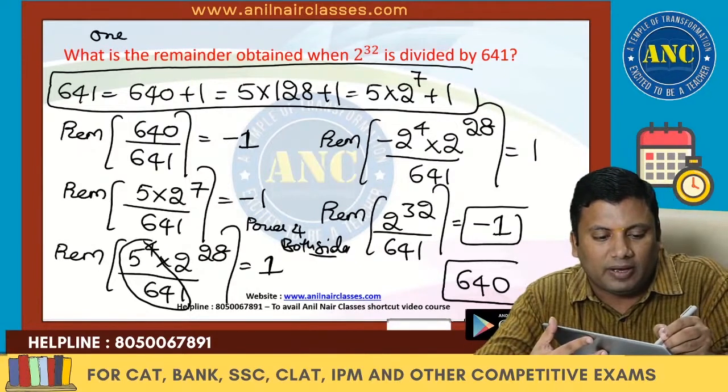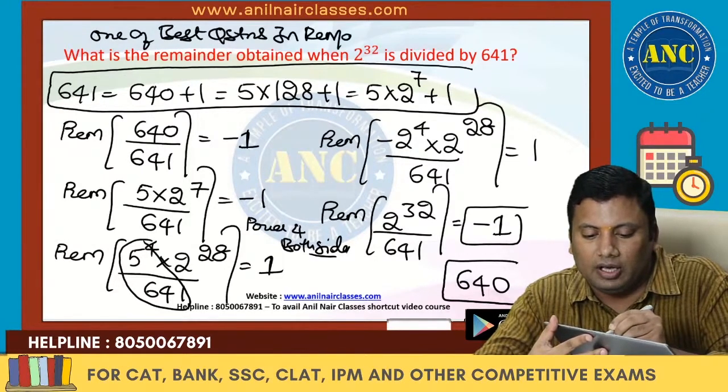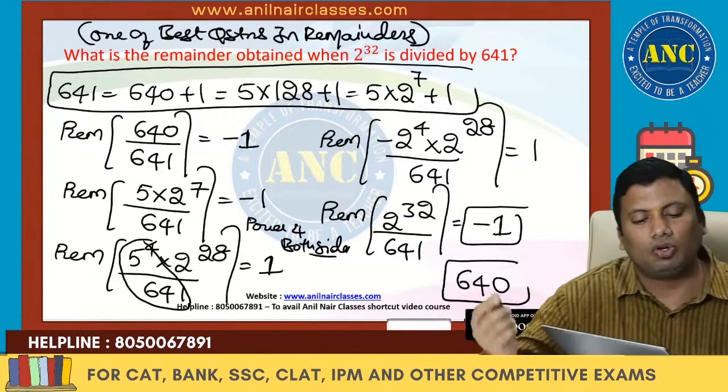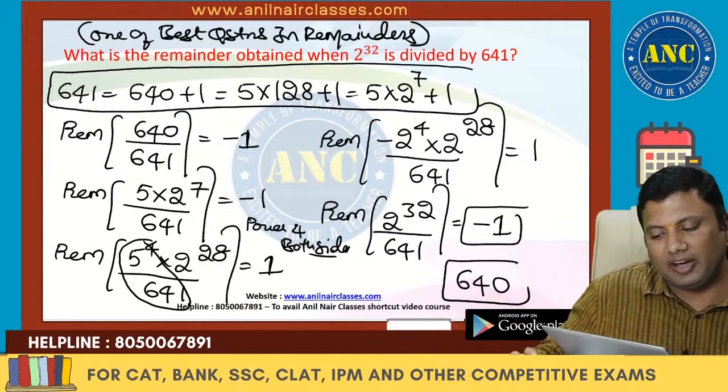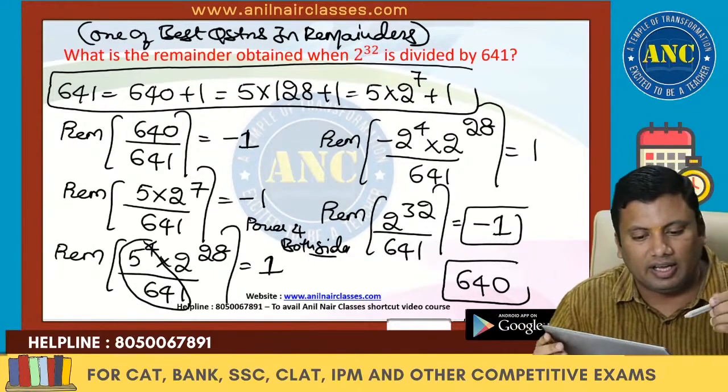Probably one of the best questions in remainders, where if you understand how to write 641 as 5 into 128 plus 1, you will get the answer very easily.